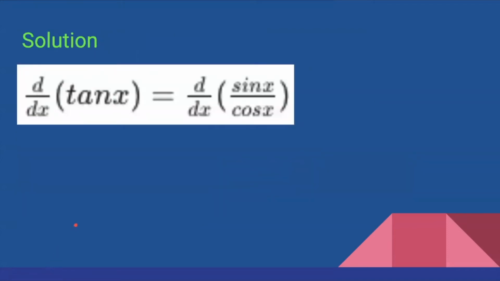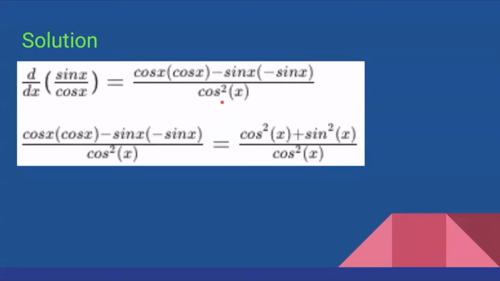so tangent of x is sine of x over cosine of x. And then you use the quotient rule. So f of x is sine of x, and then g of x is cosine of x. All right, so f prime of x first, which is cosine of x, times g of x, and that's cosine of x, minus f of x, which is sine of x, times g prime of x, which is negative sine of x, and then all over g of x squared, and that's just cosine squared of x.